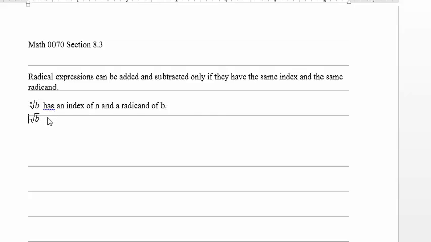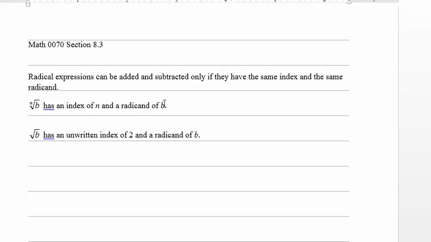So, for example, the square root of b has an unwritten index of 2. So that's the only index that's unwritten. And of course, the radicand here is b. All right, so the only time the index is unwritten is when it's 2. Otherwise, the index will be written.